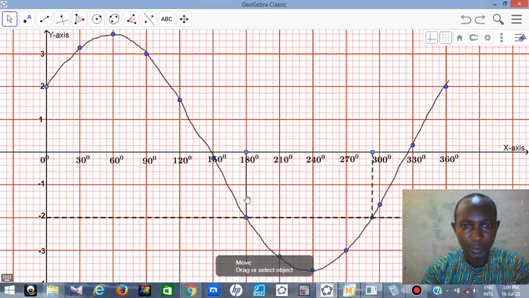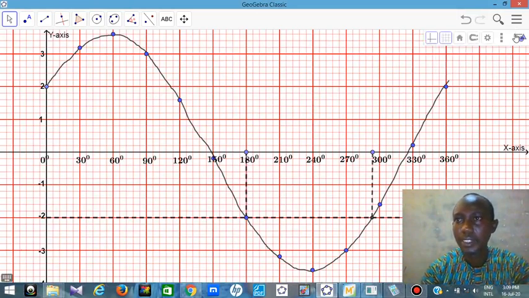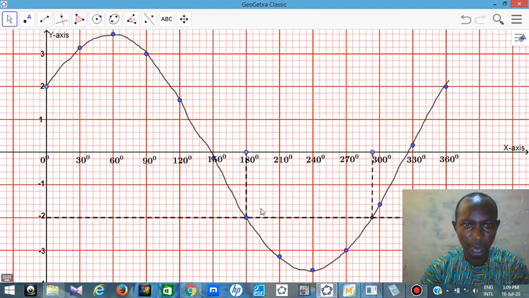So let me put broken lines here. Alright. Then we need a thickness of, let's say, 8. Okay, so for all this you use your pencil and your ruler.